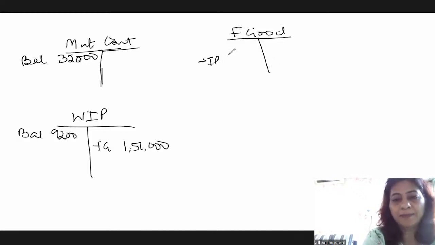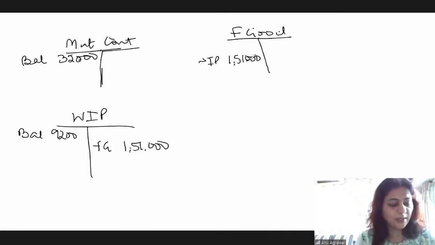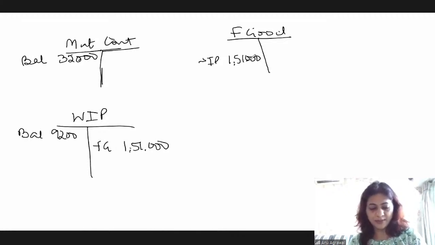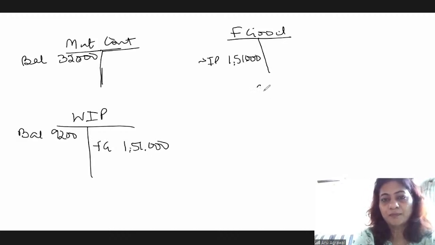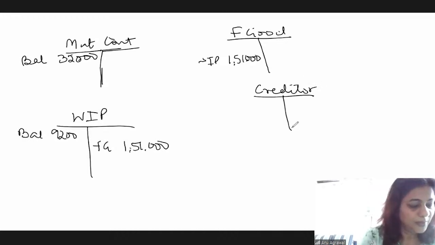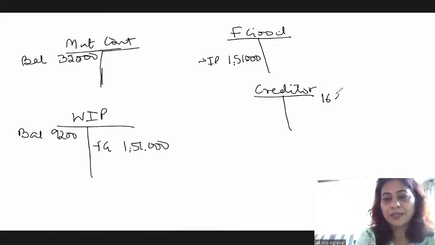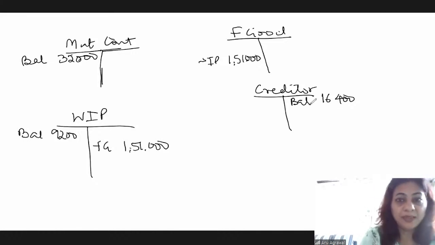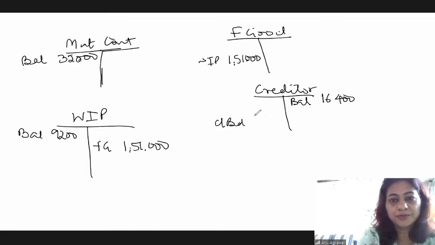So if I try to make a finished goods account, there will be 1,51,000 coming in from WIP, because it will be finished goods control account to WIP. Then we have a creditors account, which has an opening balance of 16,400. And they have given me a closing balance as well, 19,200. This is more like checking on your single entry.